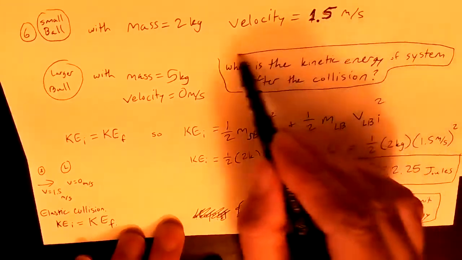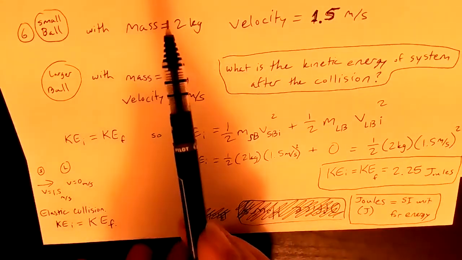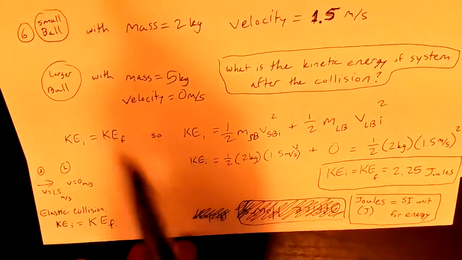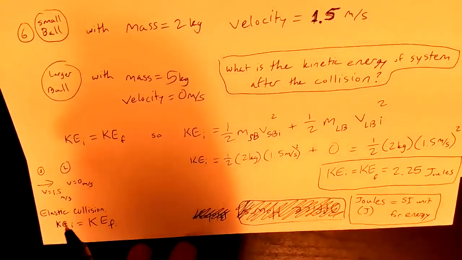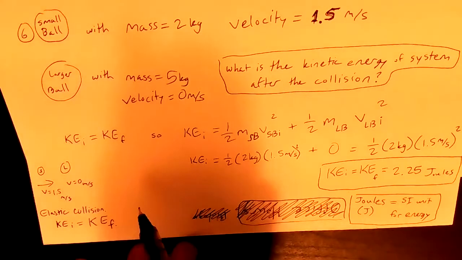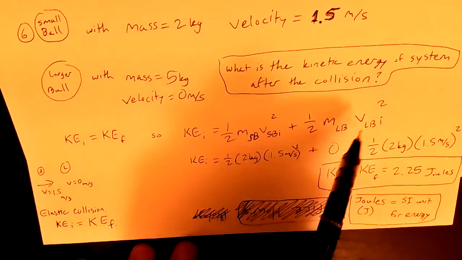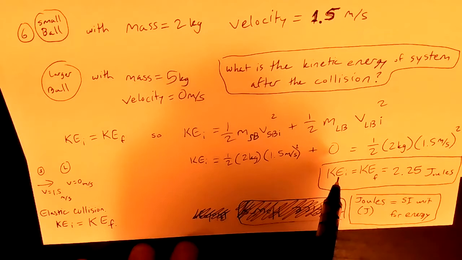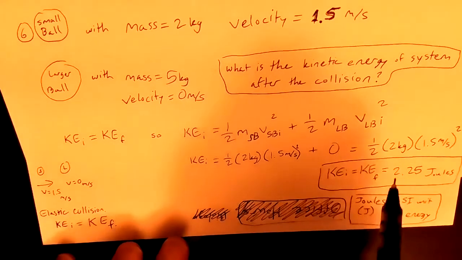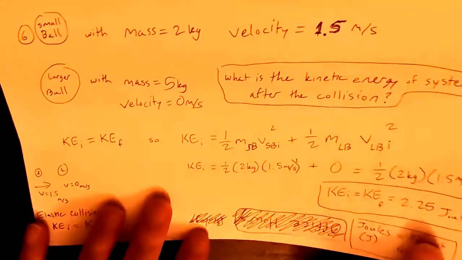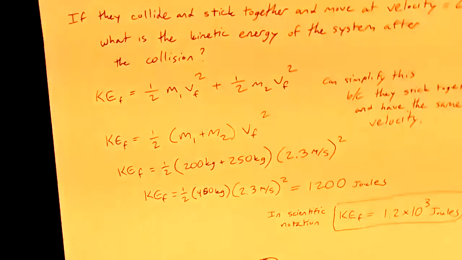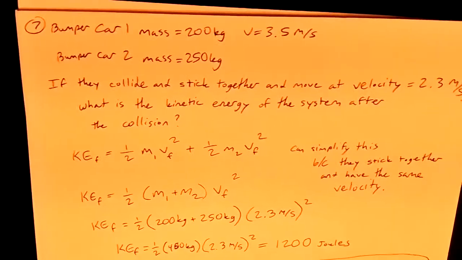But this is the question we were asked. And since these are balls, hard objects that do not change shape, it's an elastic collision, which means kinetic energy before and after is the same. And then we found kinetic energy before because it's easier to calculate. And the kinetic energy before equals kinetic energy after. So we get 2.25. All right. Cool. All right. Just trying to make this as clear as I can.